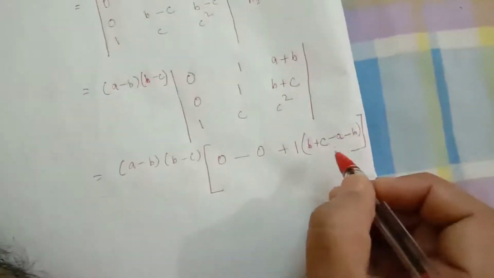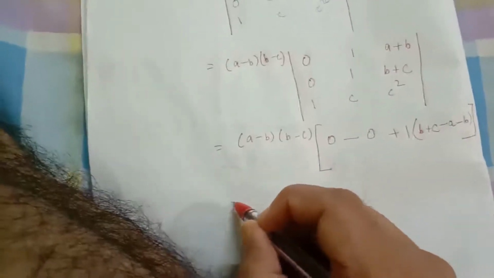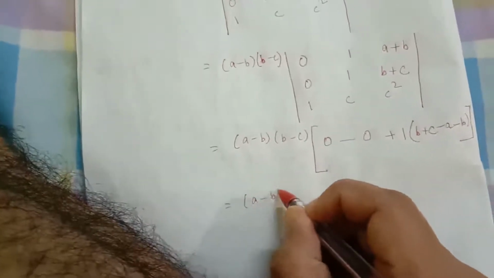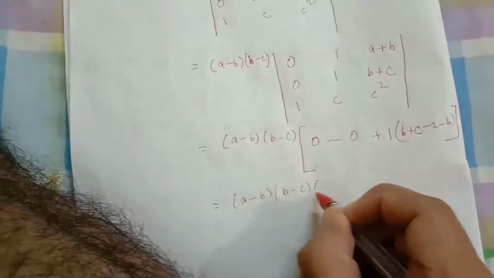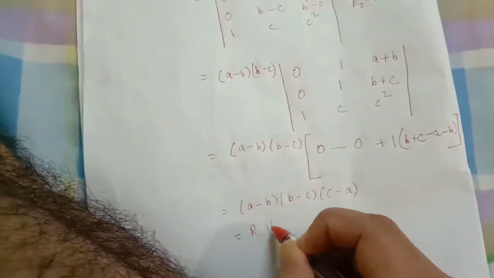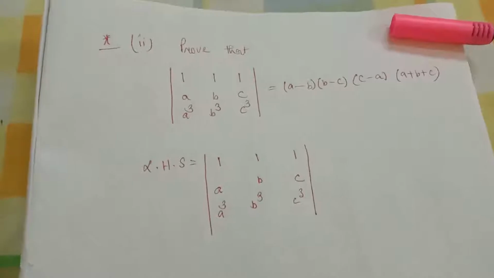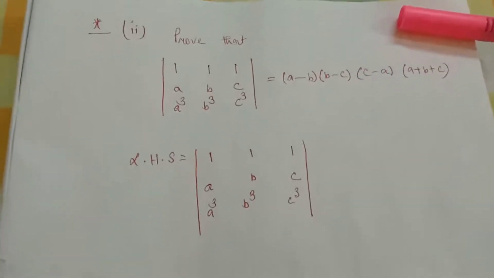So you can see b and b get cancelled, and we will get c minus a here. So ultimately the answer is a minus b, b minus c and c minus a. So this is our right hand side. Very simple but important question. Now I have taken another important question from the NCERT book.